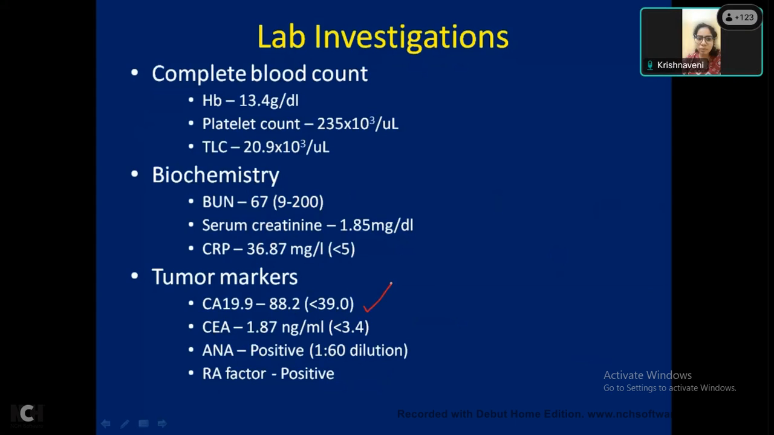The TLC count is definitely very high. What about the serum creatinine of 1.85? Do you think it is normal? So it is not normal. See, the thing is, this patient went to a gastroenterologist, and obviously he ignored this creatinine of 1.85.